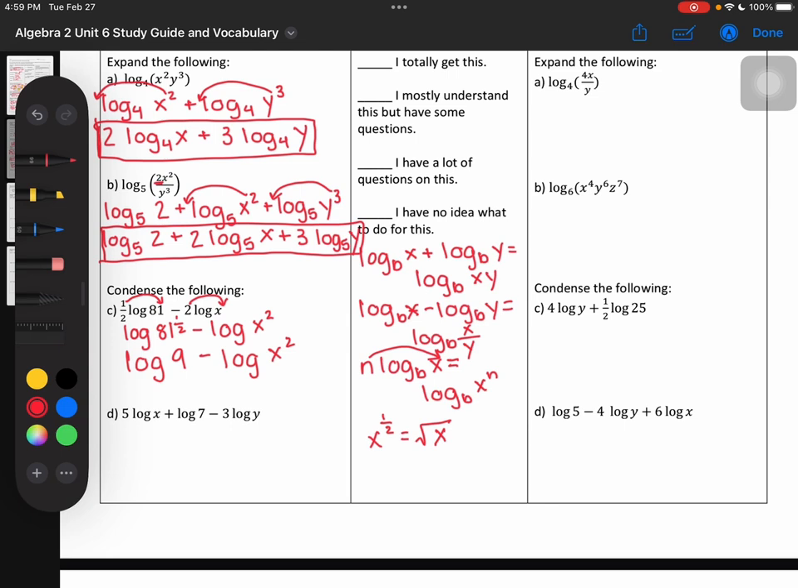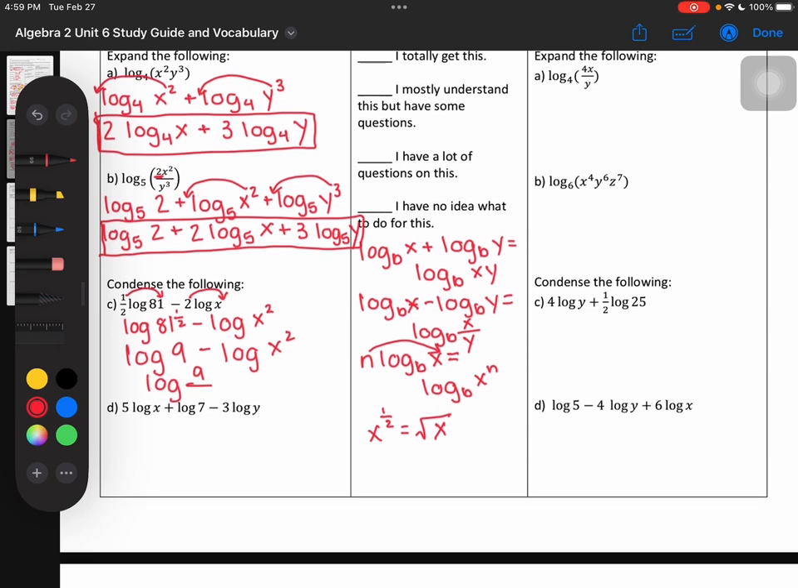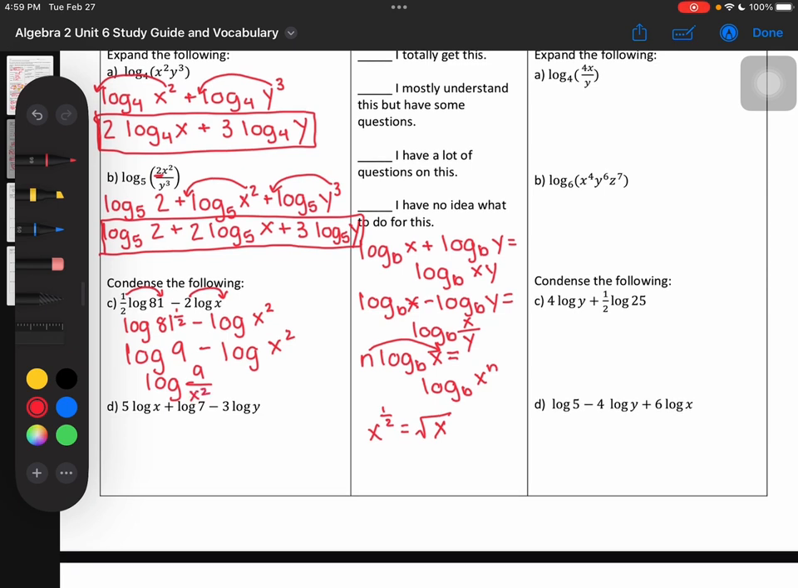And then because I see a minus in these, when I put them together as one log, I'm going to write them as a fraction. So log of 9 divided by x squared. Because anything in front of the minus sign goes in the numerator. Anything after the minus sign goes in the denominator.